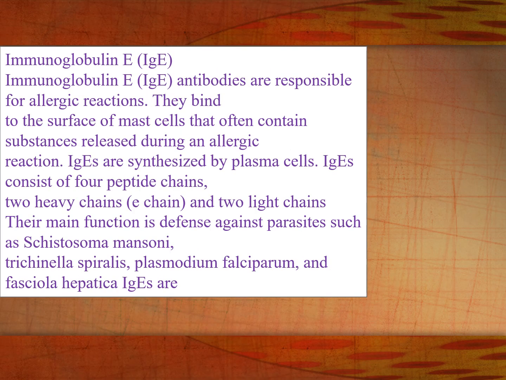IgE, immunoglobulin E, is responsible for allergic reactions. They bind to the surface of mast cells that often contain substances released during an allergic reaction. IgEs are synthesized by plasma cells. IgEs consist of 4 peptide chains, 2 heavy chains and 2 light chains. Their main function is defense against parasites such as Schistosoma mansoni, Trichinella spiralis, Plasmodium falciparum, and Fasciola hepatica.